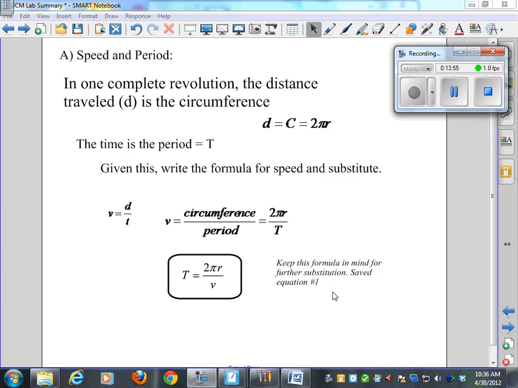T is the period of time it takes to go around. Small t is time, big T is the period, once around.